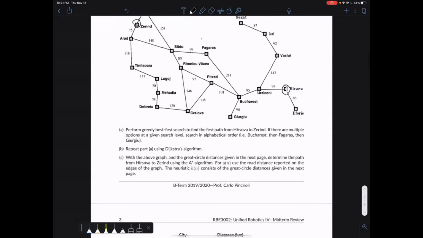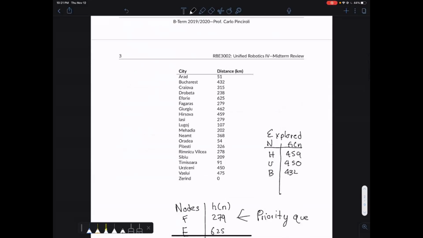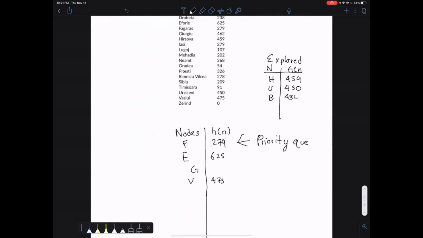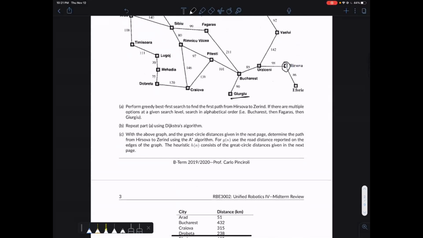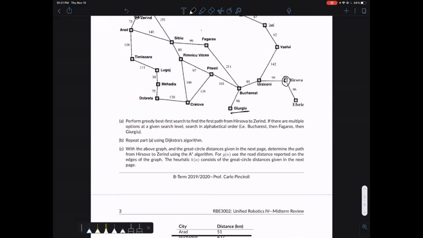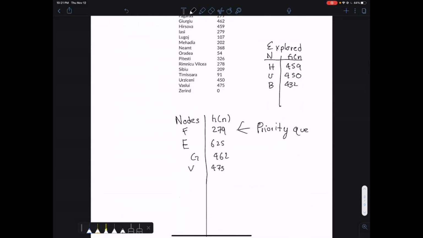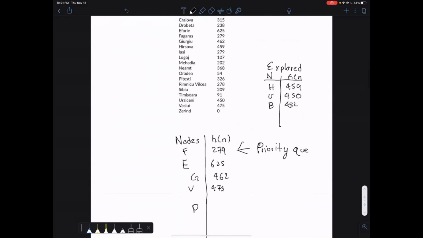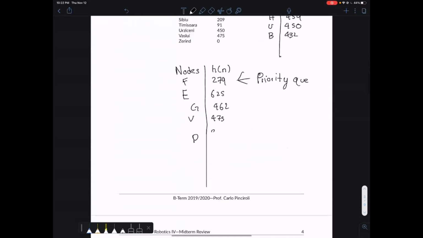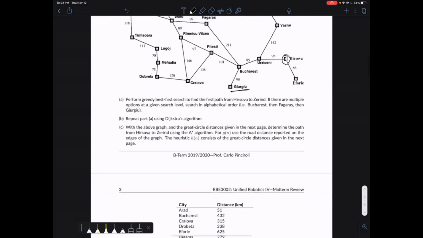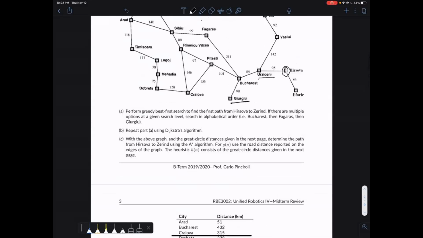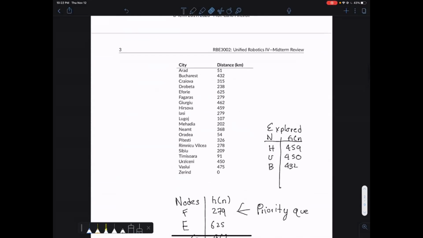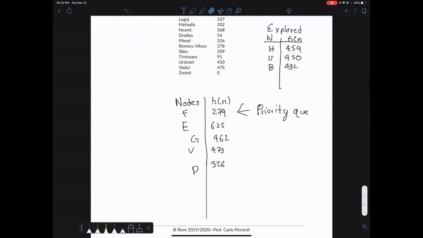The next node we're going to add in is Gigoru or G. So we're going to put in G. G has a cost of 462. And then we need to add in Pitesti, and that is P, and that has a cost of 326. And then finally, we need to add in Yerzini. But keep in mind, we've already explored that, so we don't add it into our queue. That is the important thing to keep in mind, that you do not add nodes that you've already explored into your queue. All right, we've added all their neighbors.